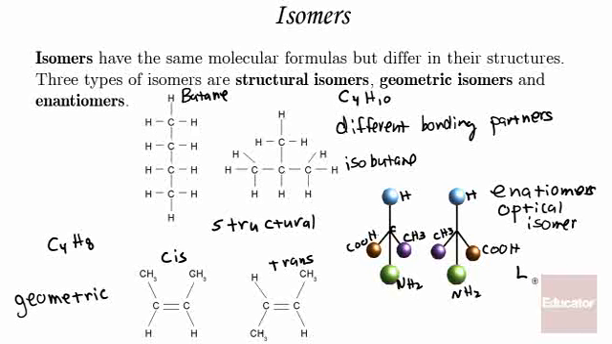L stands for the Latin levo, which is left, and D is from the Latin dextro, or right. So optical isomers are left and right-handed forms of a molecule. And this difference is extremely important in science and in biology. For example, in pharmacology, it matters a lot sometimes which enantiomer you're working with.